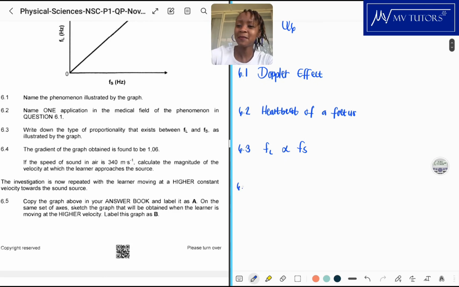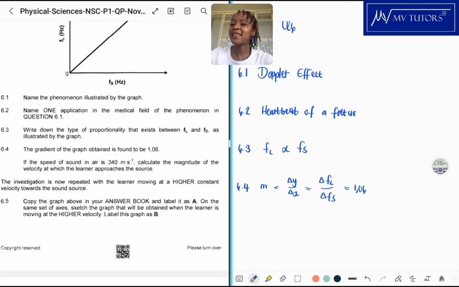6.4. The gradient of the graph obtained is found to be 1,06. Remember gradient, so gradient m is equal to delta y over delta x. And in this case, our delta y would actually be delta frequency of the listener over delta frequency of the source. And they tell us that that is 1,06. Okay, it was almost a one-to-one relationship.